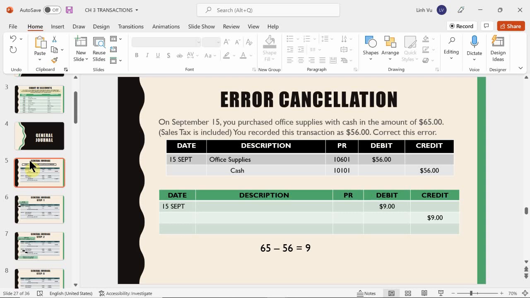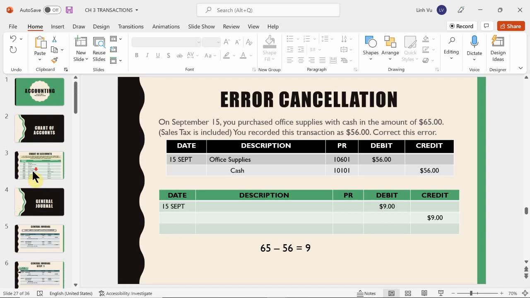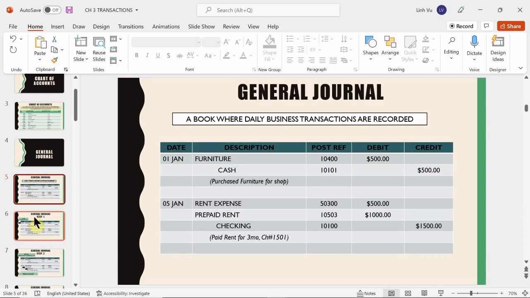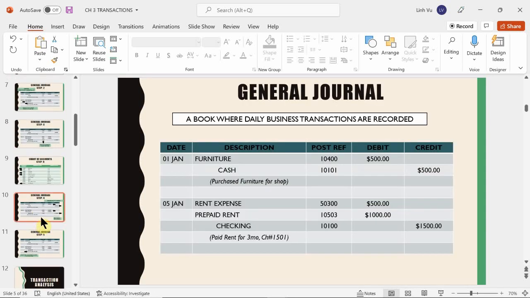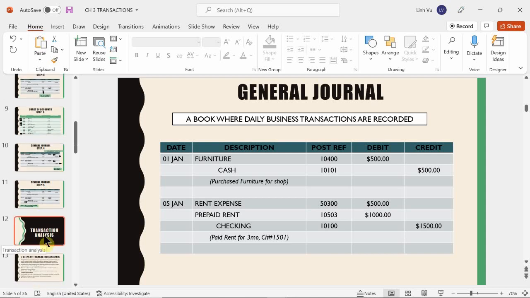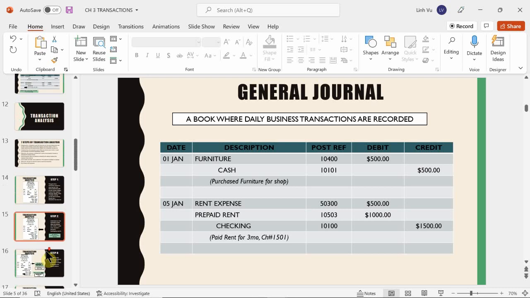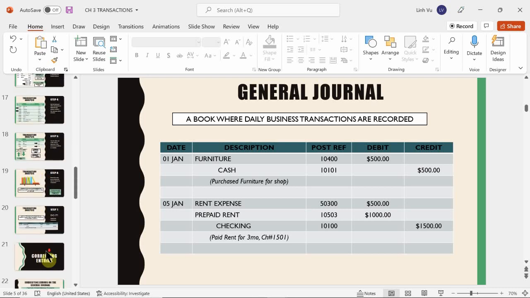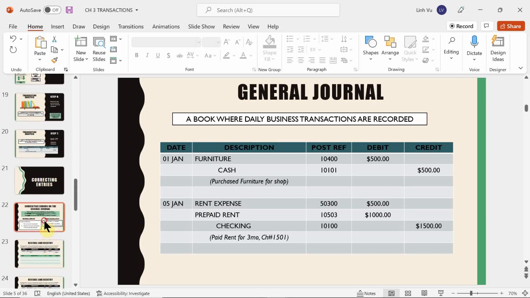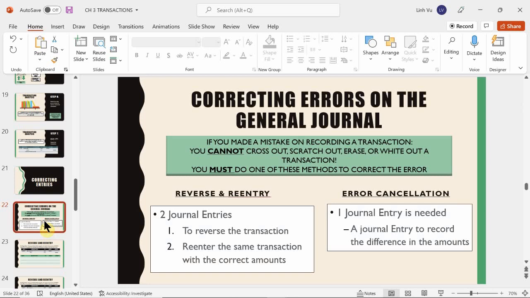No, absolutely not, because that goes against the rule here where you should not rip out, tear, erase, black out, white out, scratch out, never for a journal transaction, because that's going to make it seem like you're hiding something. You're intentionally frauding the business because you're pretending a transaction doesn't exist.